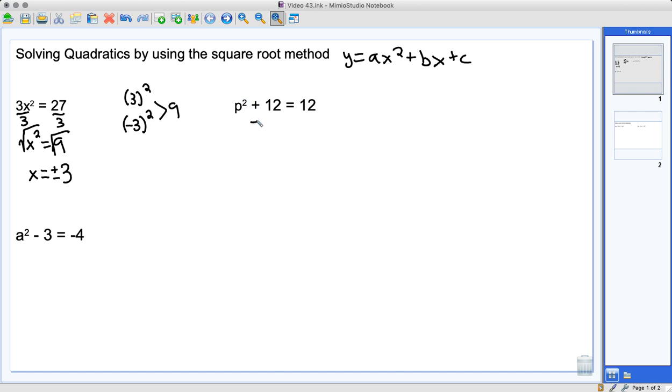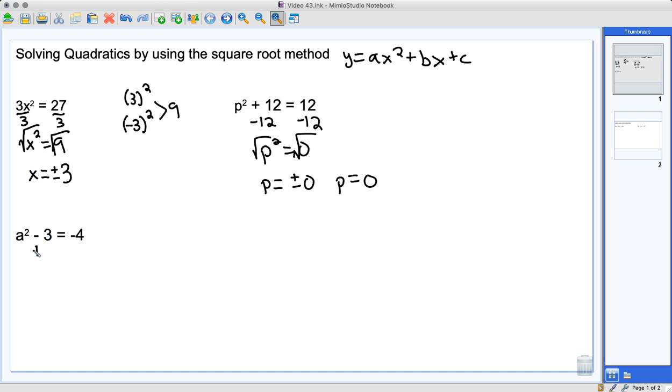Second one, subtract 12 from both sides. We get p squared equals 0. So you square root both sides. You get p is plus or minus 0. But we actually don't write plus or minus 0, we just write 0. If you ever have to square root 0, just put 0. It's not positive or negative.